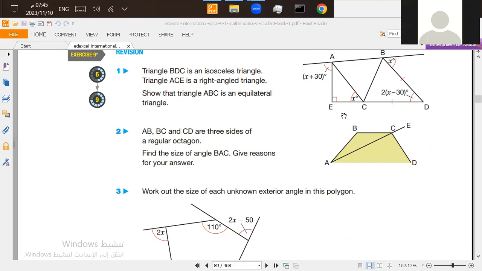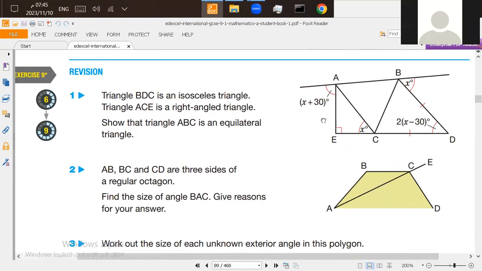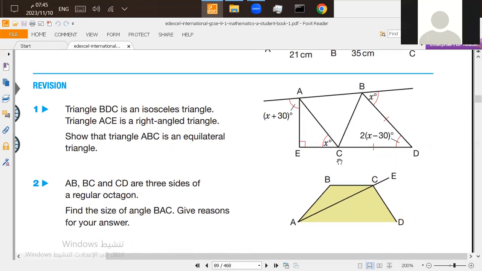So here, with this question, let's zoom in so we understand. This is an isosceles triangle. This one is a right-angled triangle. And they want us to prove that ABC is equilateral.